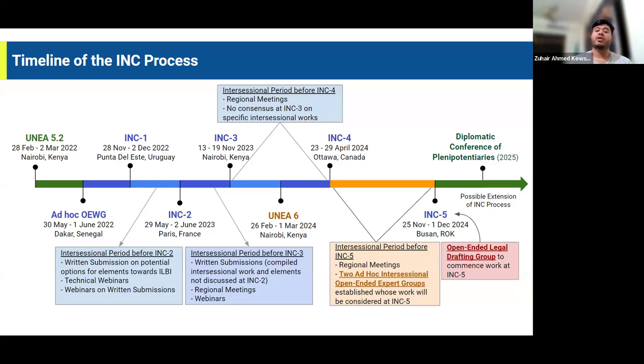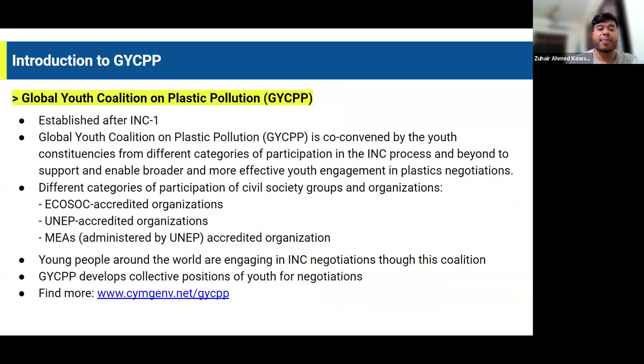And then there's a possibility of having some extended session of INC to create momentum for getting more ratifications for the treaty, because as you know, for the implementation of the treaty, it needs to be ratified by different member states, and a certain number of member states need to ratify for the treaty to enter into force.